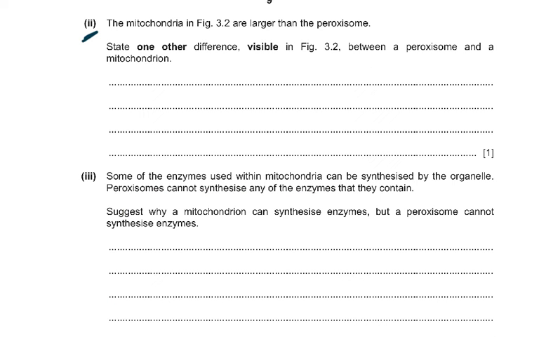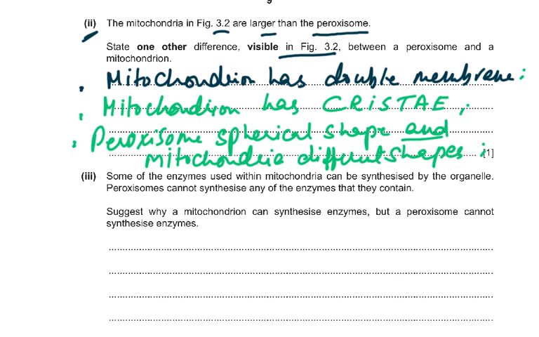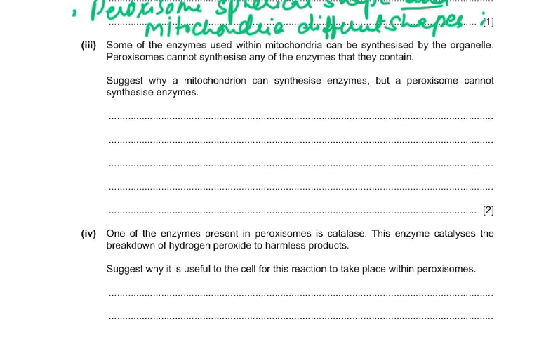Then coming to part 2, the mitochondria in figure 3.2 are larger than the peroxisome. State one other difference visible in figure 3.2 between a peroxisome and a mitochondrion. Mitochondria are bound by a double membrane, or you can say mitochondria have cristae and peroxisomes have no cristae. Then the peroxisomes are spherical in shape and the mitochondria are different shapes. They're slightly sausage shaped, or you could say circular or spherical. So mitochondria have a double membrane, have cristae, peroxisomes are spherical, and mitochondria have different shapes.